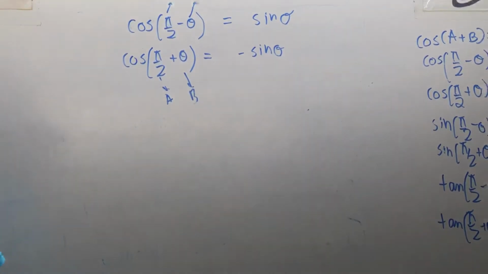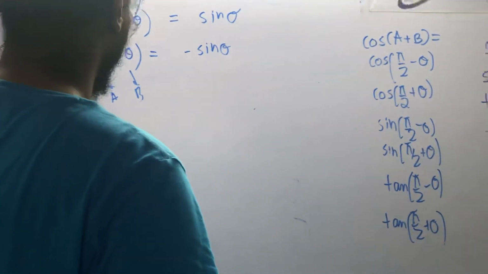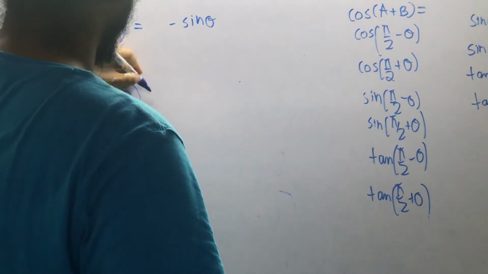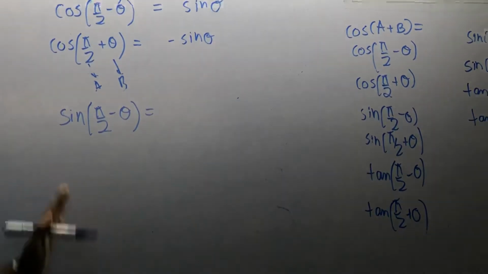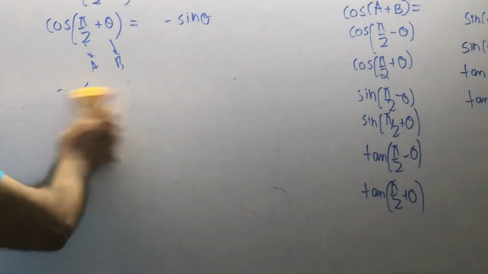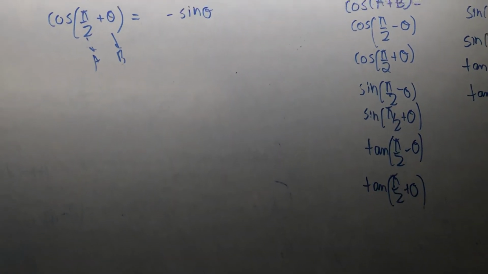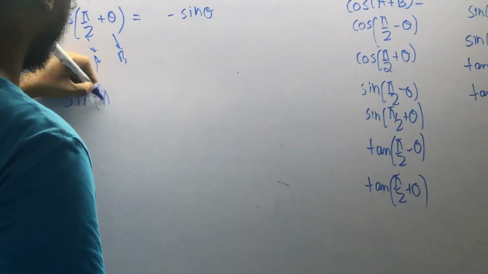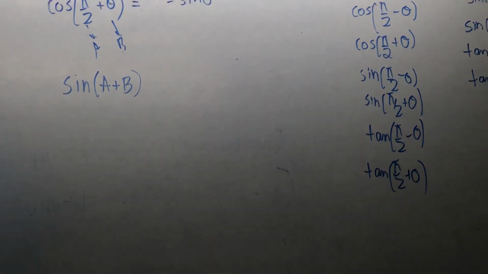Next one, sin(pi by 2 minus theta). Right now you cannot do this one because you haven't studied the sine identities. So first of all, we will derive the sine identities. Then we will see what we are talking about. So the first thing that we are going to do is this identity.